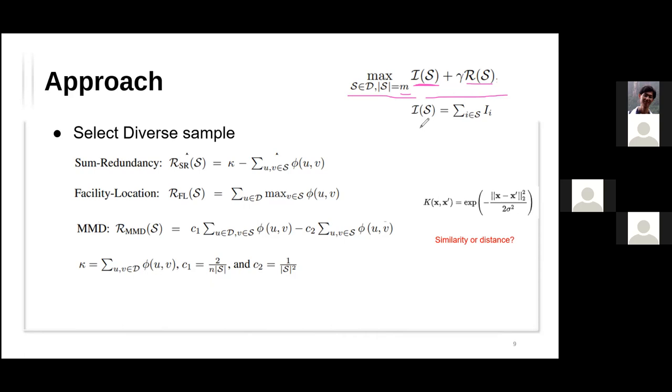And the importance goal is, I think they just apply one of the two methods we talked about. And for the diversity score, they introduce three different ways to measure it. The first one is called sum redundancy. So K, I guess K is a constant, and then minus, here phi is a radial basis function. So it's this kernel. Gaussian.